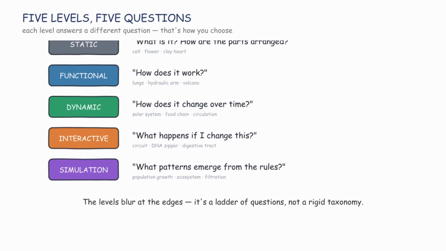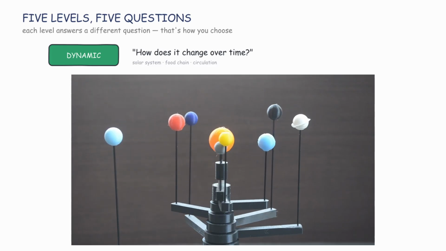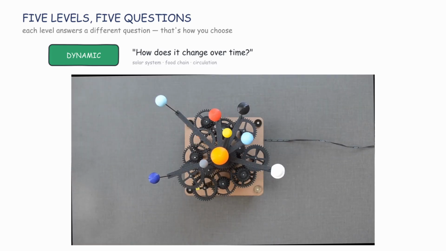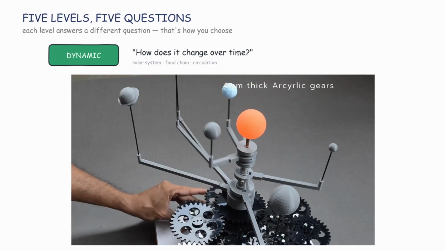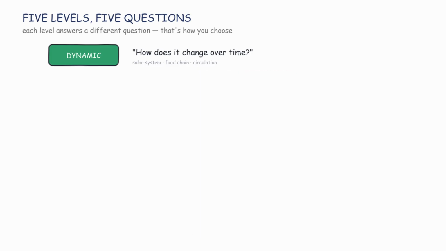Level 3, dynamic. The question, how does it change over time? The solar system turning, food chain passing energy along, blood circulation. These show a process unfolding, something a still picture can never hold.